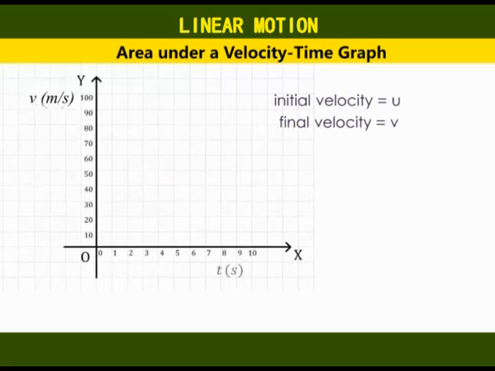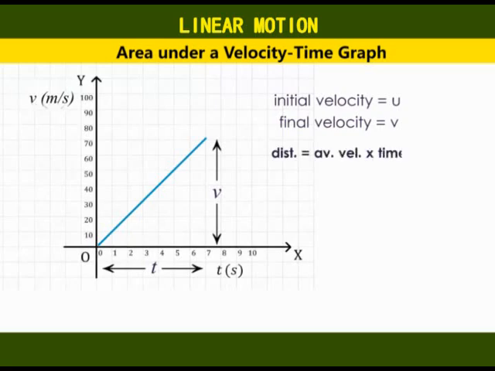Right, let's talk about the area under a velocity time graph. Now consider a body starting from rest and moving with a constant acceleration for time t seconds. The velocity time graph will look like this. If the velocity of the body after t seconds is equal to v meters per second, then the distance traveled will be equal to the average velocity times time. Average velocity is given as the initial velocity plus the final velocity over 2.